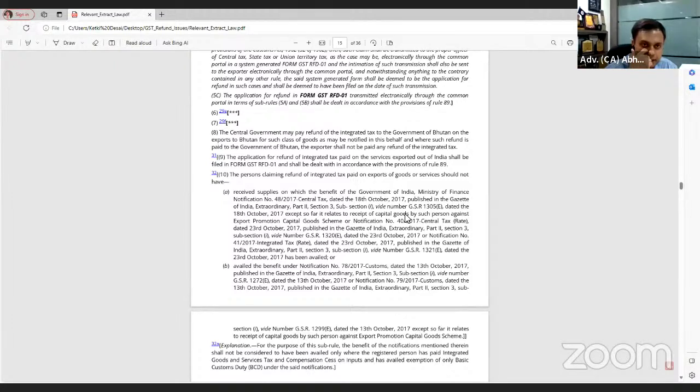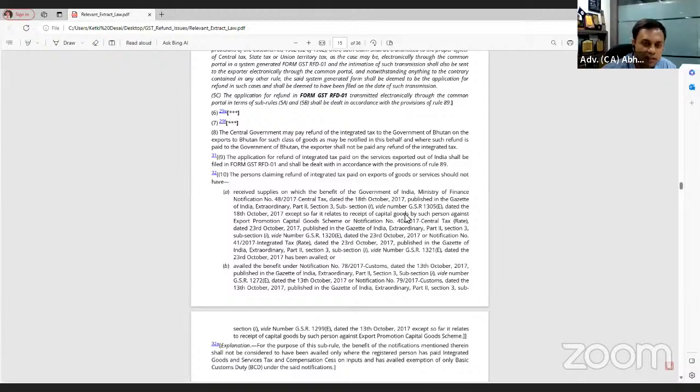What does sub-rule 10 say? It says that a person who is claiming the refund of the IGST that he has paid on exports of goods or services should not have availed certain benefits. And then we have two categories of notifications which are mentioned. In all, there are 5 sets of notifications mentioned in this particular sub-rule 10. What is relevant for us in the context of foreign trade policy is clause B of this sub-rule 10. It covers notification 78/2017 and 79/2017.